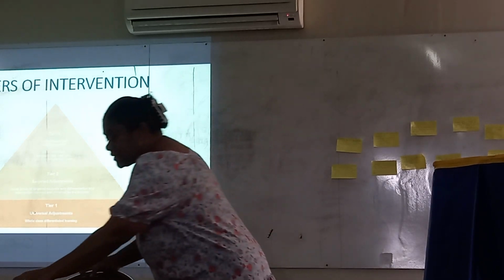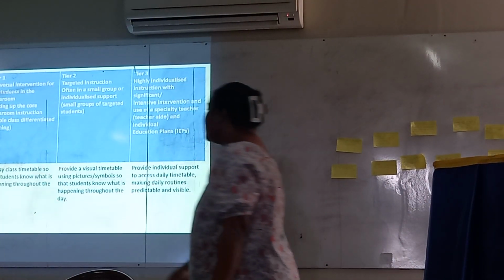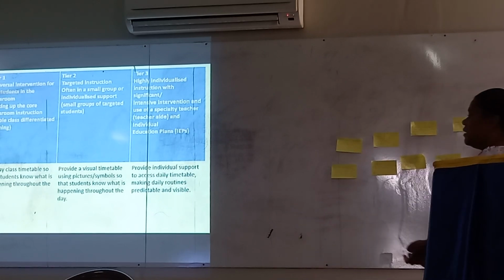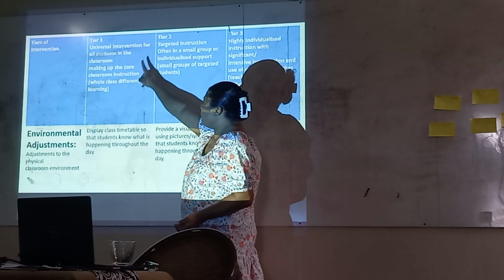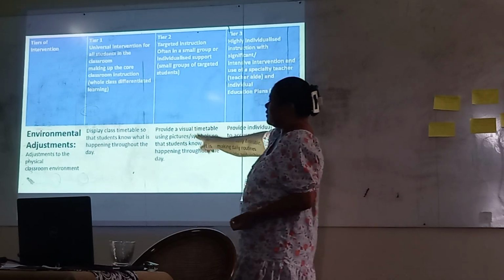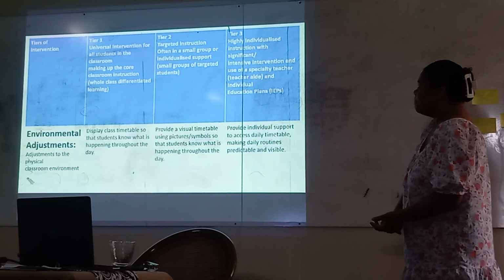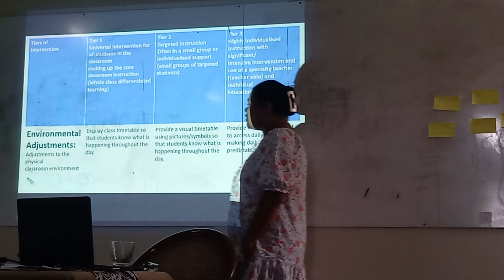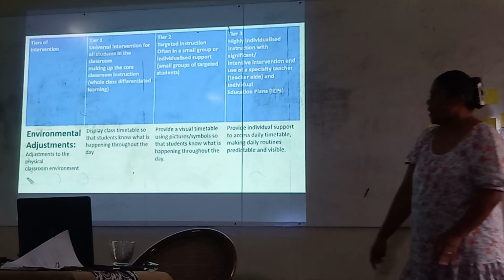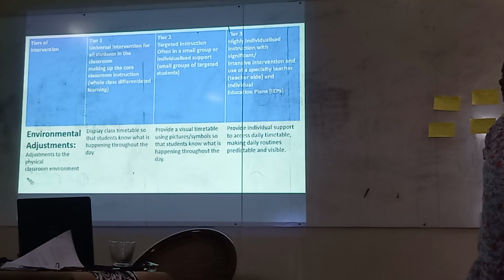I'll just give you some examples of the tiers of intervention. Right? If it's environmental adjustment, for those students in the tier 1, this is the whole class, universal. Display the class timetable so that students know what is happening throughout the day. That's one example of the environment.